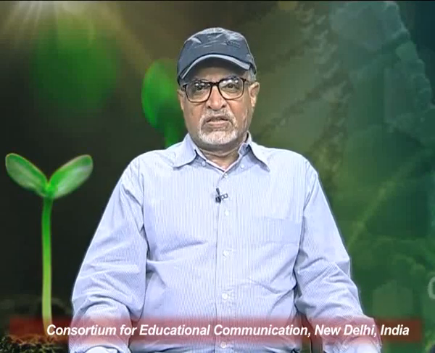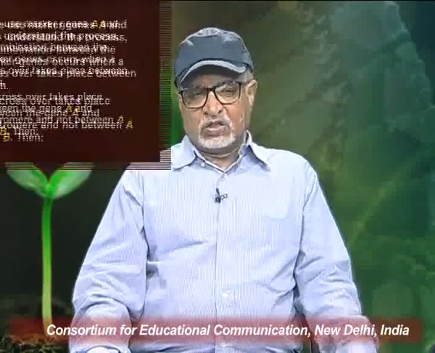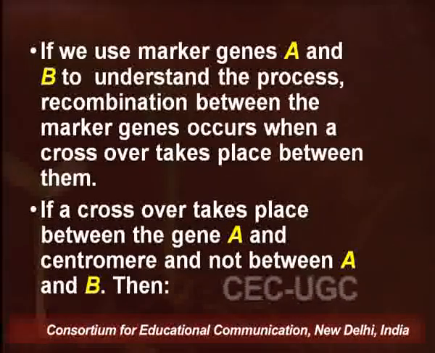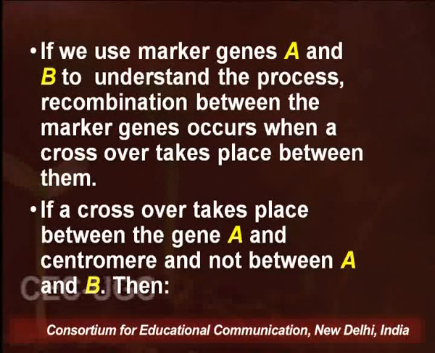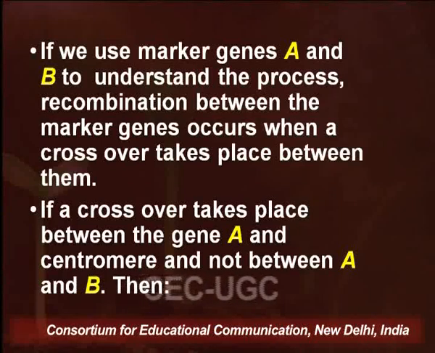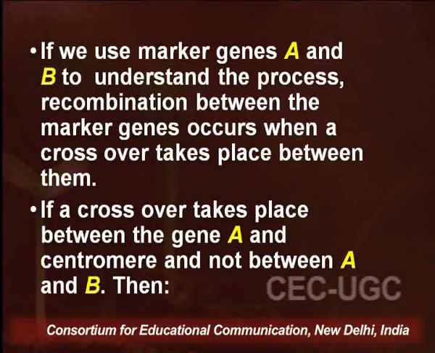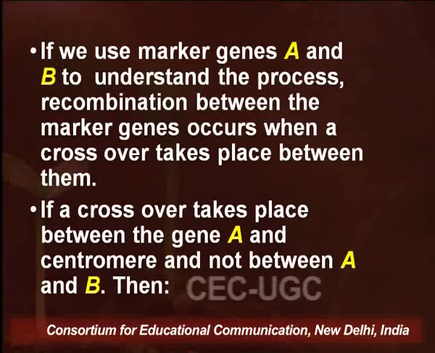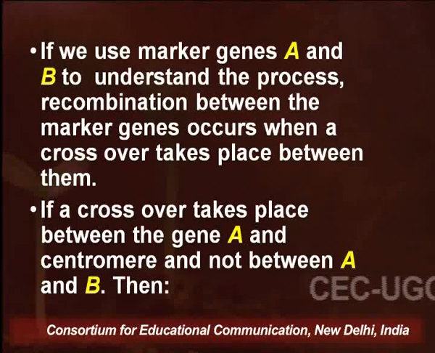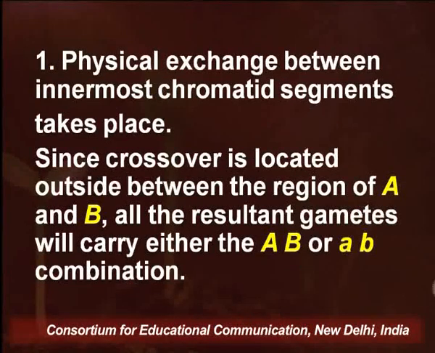We take this situation a little further. We use certain marker genes, because we will know immediately if the crossing over and the recombination has taken place between the marker genes. We will find out the exact location of the genes after that. So, that means if we have the marker genes as capital A and capital B, and if there is a crossover between A and the centromere, but not between A and B, what could be the situation?